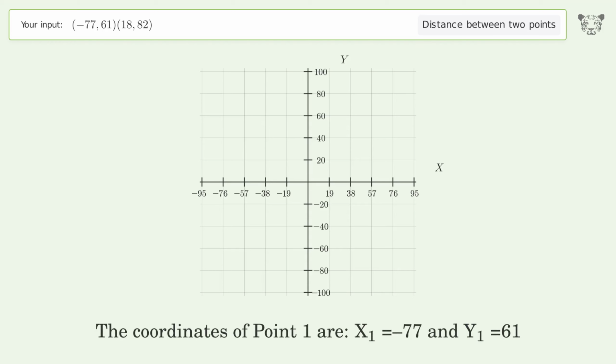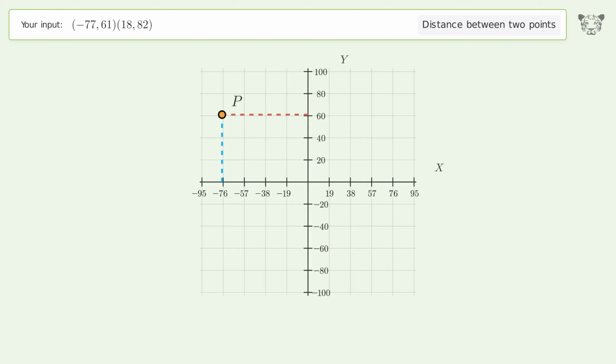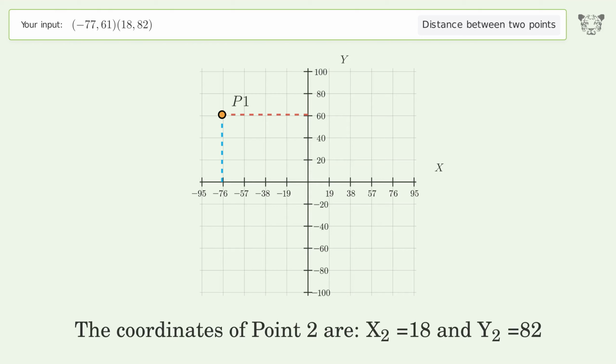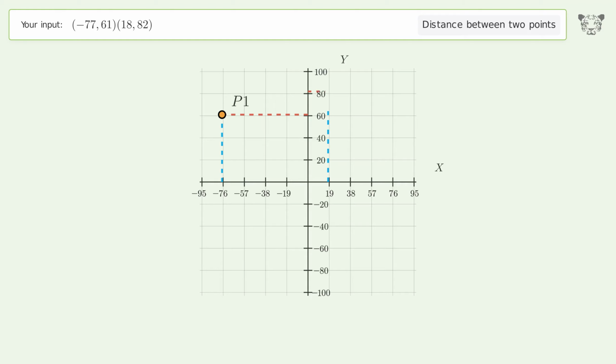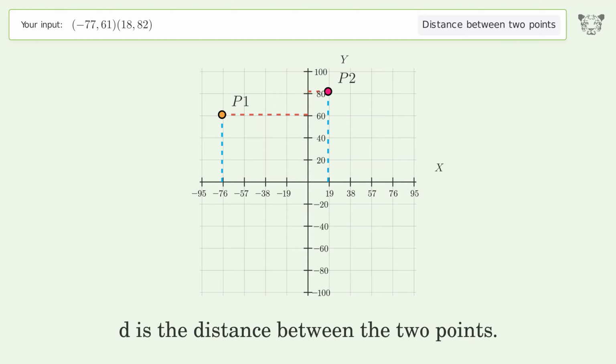The coordinates of point 1 are, x1 equals negative 77 and y1 equals 61. The coordinates of point 2 are, x2 equals 18 and y2 equals 82. D is the distance between the 2 points.